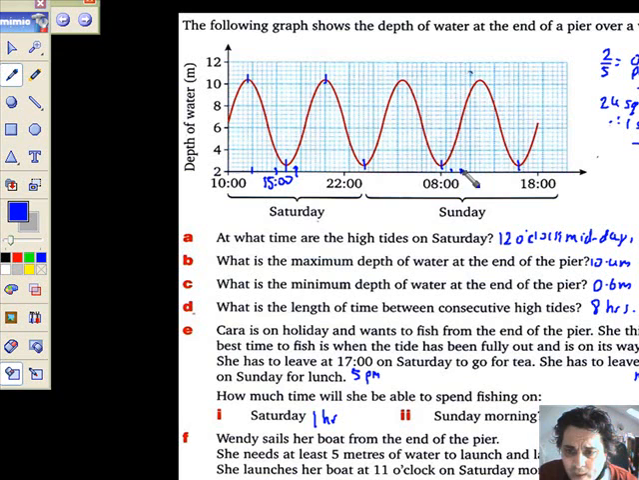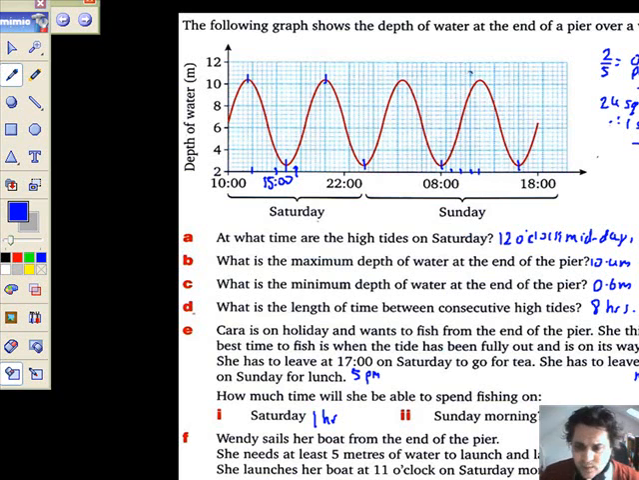So 8 o'clock, 1 hour, 2 hours, 3 hours, so 8, 9, 10, 11, 12. So the best time to fish is 8 in the morning on Sundays, it turns out. She's leaving at 12, so it's 1, 2, 3, 4 hours, so she can fish for 4 hours on a Sunday morning. Alright, so there you go.